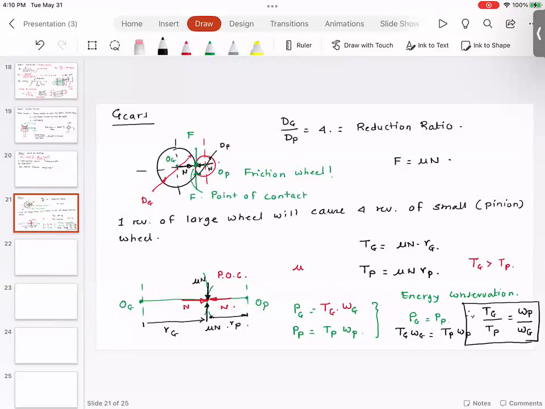Now what I'm going to do is, I'm going to use this equation 1 and substitute that in equation 2. When I take equation 1 and substitute that in equation 2, please understand, I get R of G divided by R of P is equal to omega of P divided by omega of G.